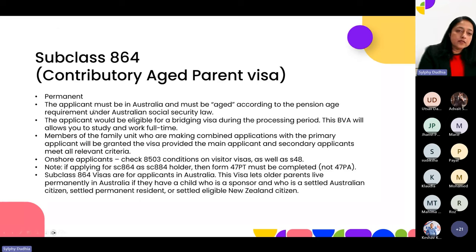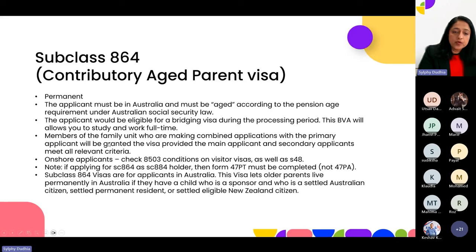Regarding subclass 864, which is contributory age parent visa. Now, again, it's a permanent visa. The applicant must be in Australia and must be aged according to the pension age criteria. The applicant would be eligible for the bridging visa during the processing time. Now, the bridging visa will allow you to study and work full time for 864 visa.